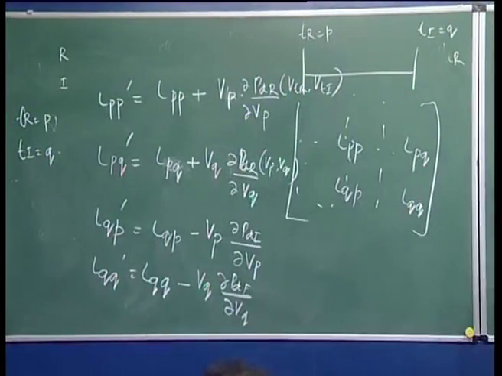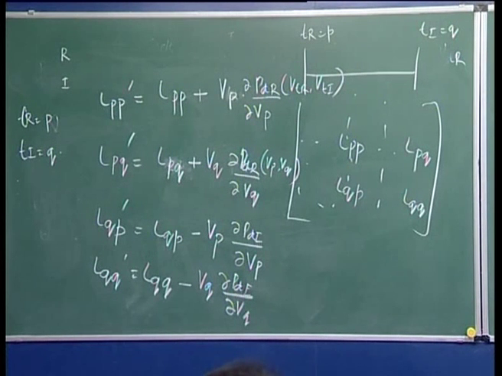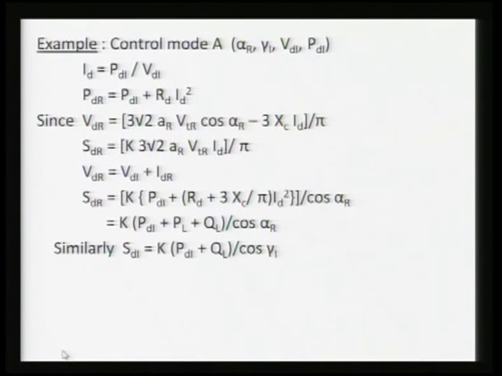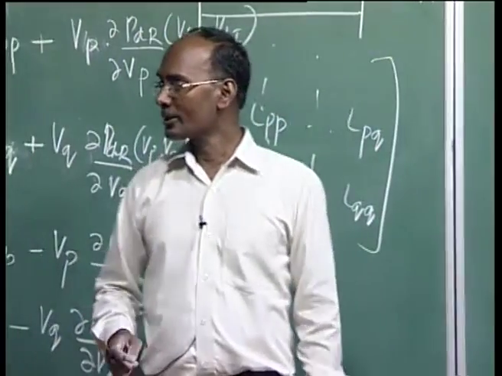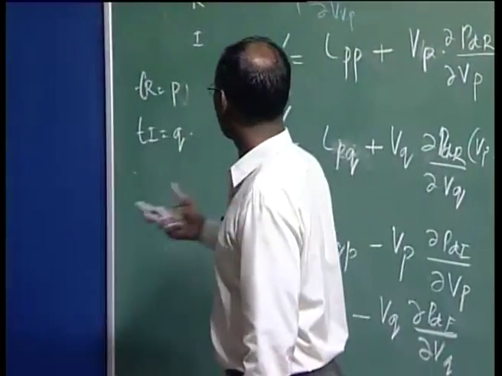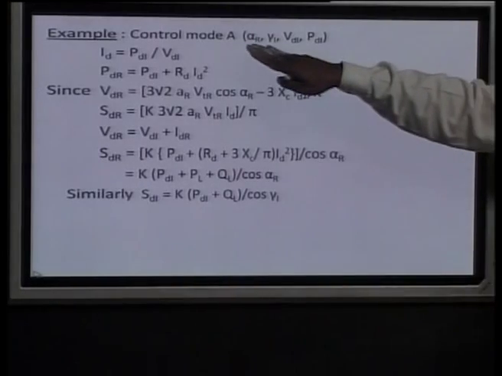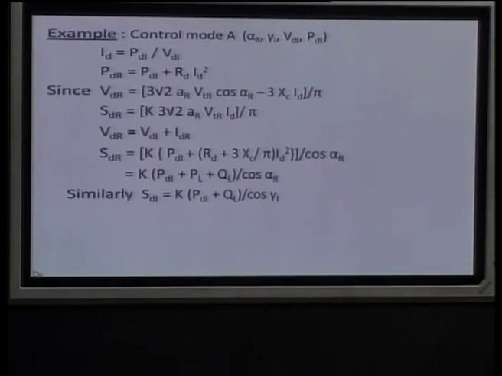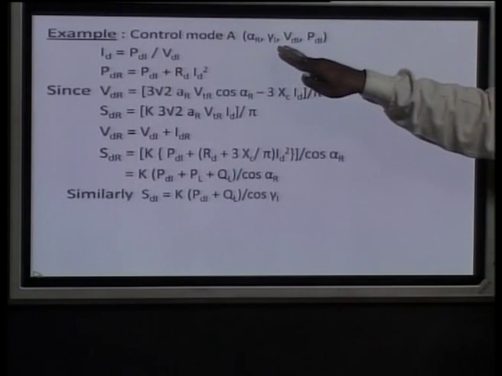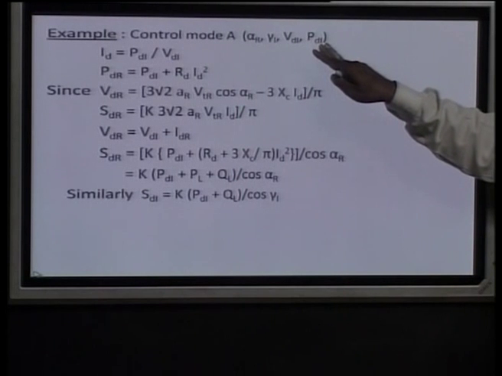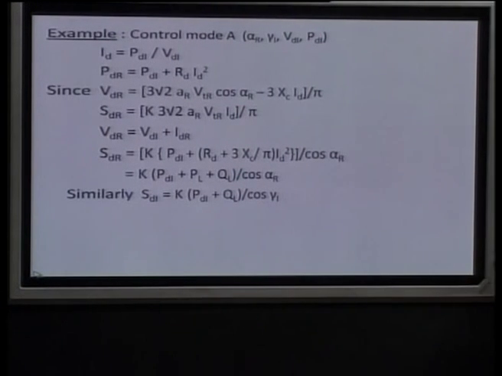Now, for this case also, if we can just calculate this example, that is control mode A. In this case also we can just try to calculate. Let us see how we can get the different elements corresponding to control mode A. If you remember, we solved the same for the extended variable method as well, where the variables alpha r, gamma I, VDI and PDI are given to you.